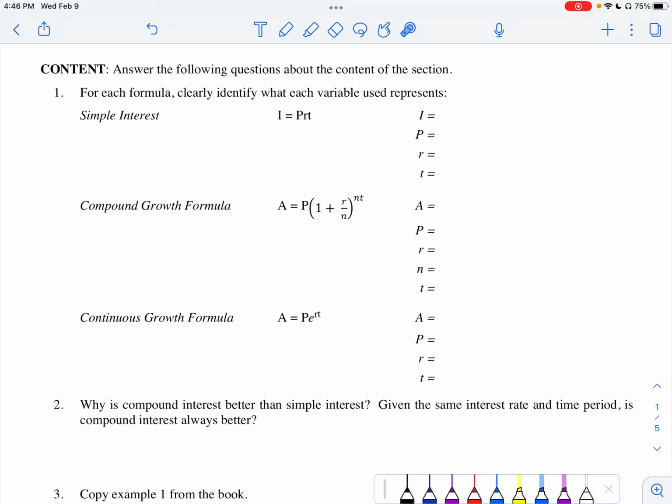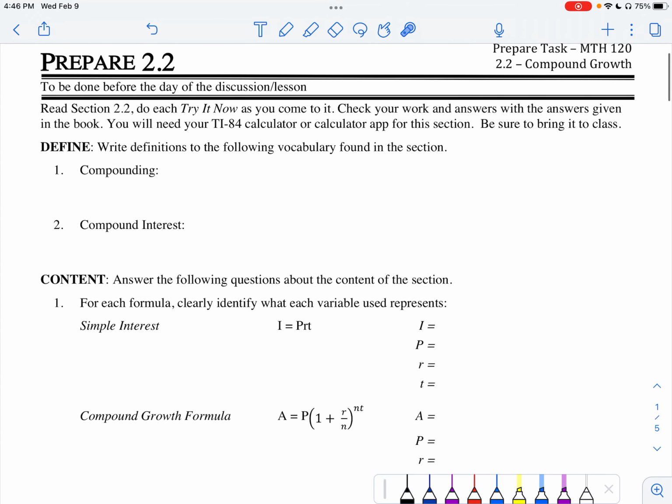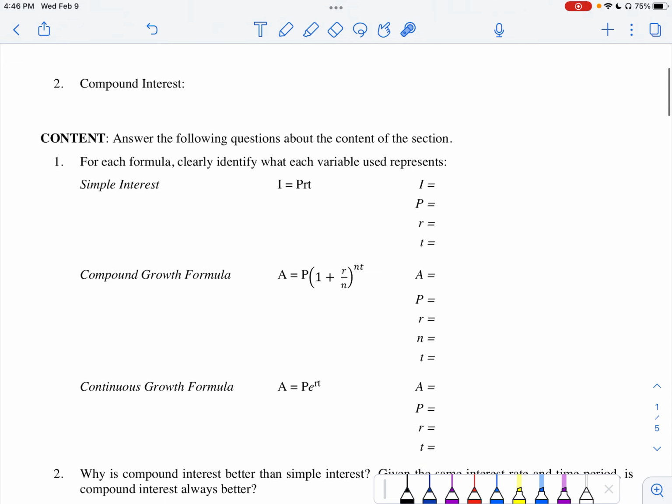All right, guys. So in this next section, section 2.2, we're going to look at compound interest. As a reminder, we're going to look at simple interest to begin with. You guys should have seen this a little bit in section 2.1, and then compare that to compound interest. So our different formulas are here: simple interest, compound interest, and continuous interest.